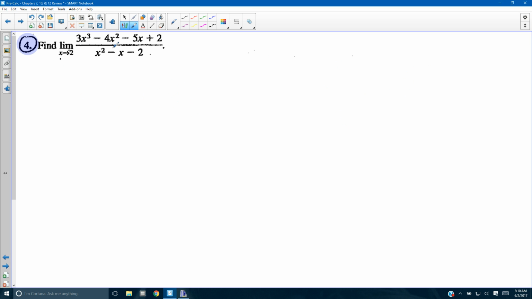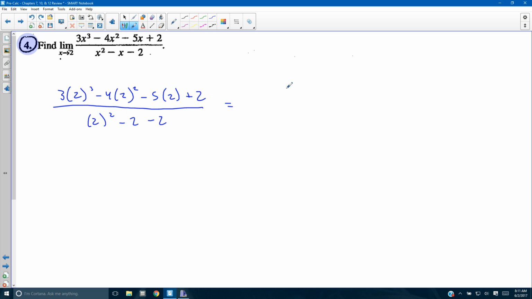Number 4, find the limit as x approaches 2 of 3x cubed minus 4x squared minus 5x plus 2, all over x squared minus x minus 2. First thing I'll try and do is see if this works without any simplifying needed. And if it does, then that's the answer. See, rational functions, though, have the potential to divide by 0. And if you get 0 over 0, then that means that we can still find its approaching value, and there won't be an asymptote. Instead, there will just be a hole. So let's see what we get here.